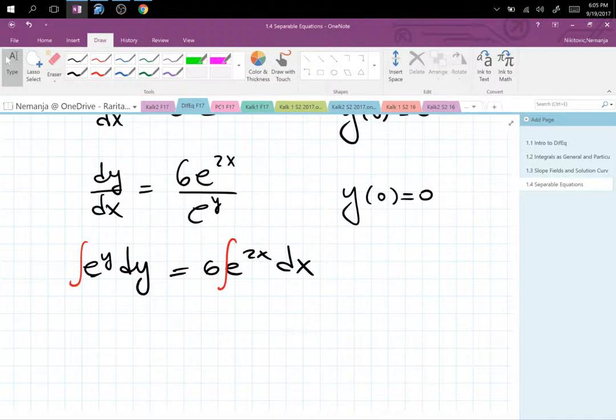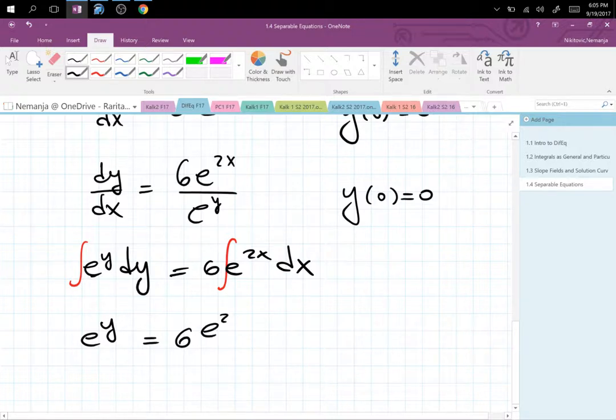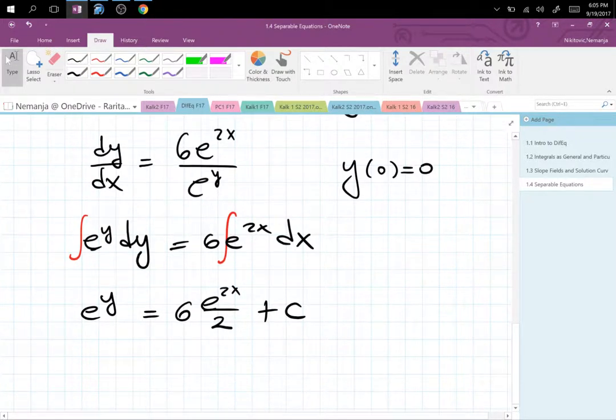So now the integral of e to the y is e to the y. On the other side, 6 is a constant, copy that. The integral of e to the 2x is, that's the derivative, plus c. So e to the y is equal to 3e to the 2x plus c.